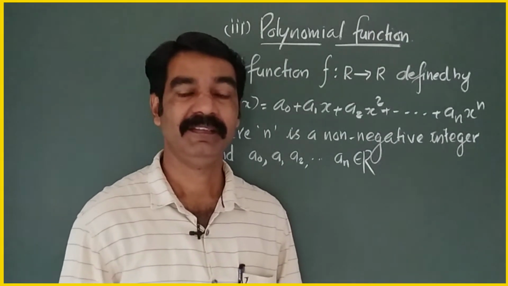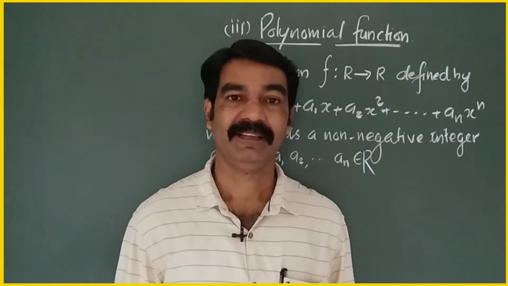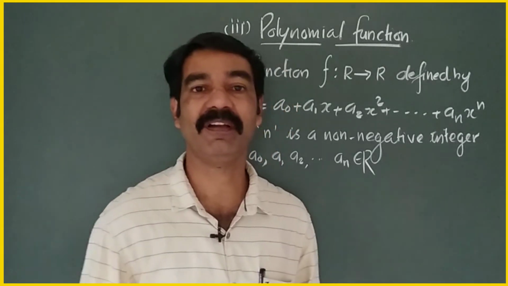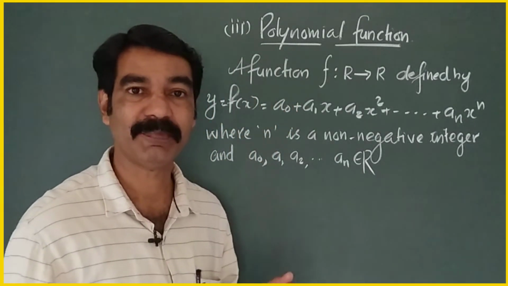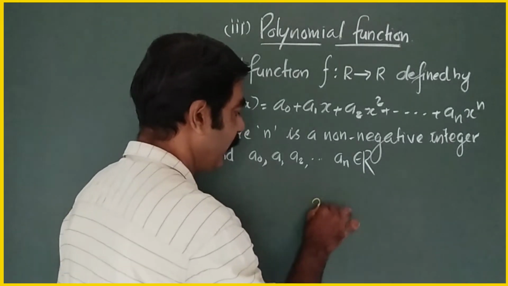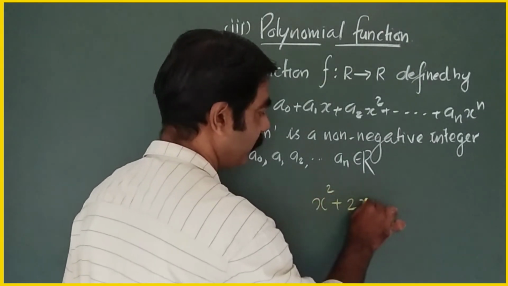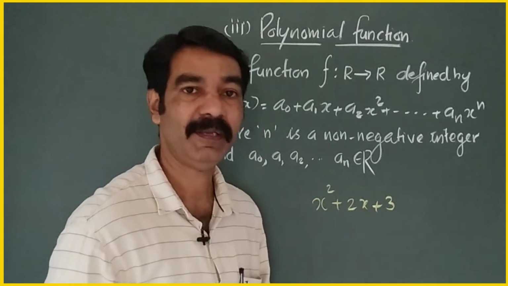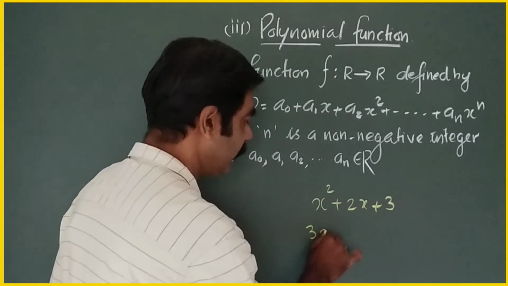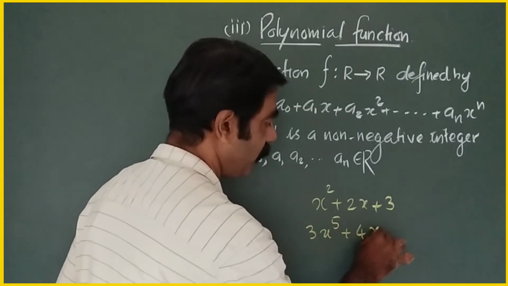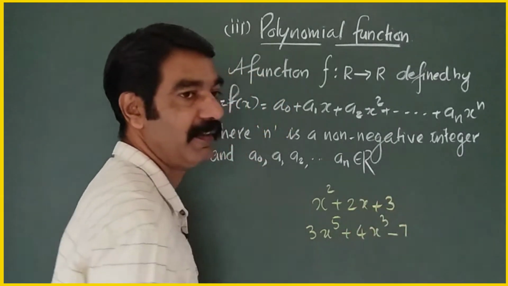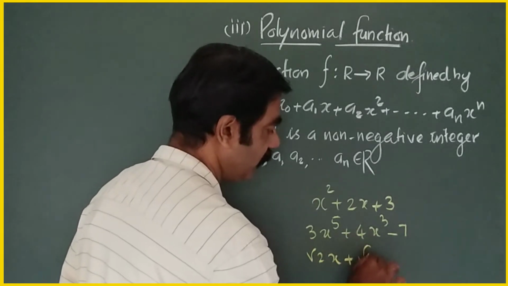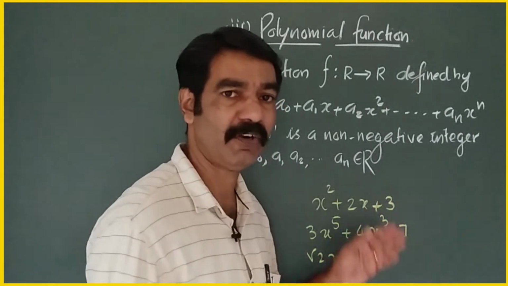Now, the third one, a polynomial function. What is a polynomial? A polynomial is an algebraic expression. For example, x squared plus 2x plus 3 is a polynomial. Or 3x to the power 5 plus 4x cubed minus 7 is a polynomial. Or root 2 x plus root 3 is also a polynomial. These are all polynomials.